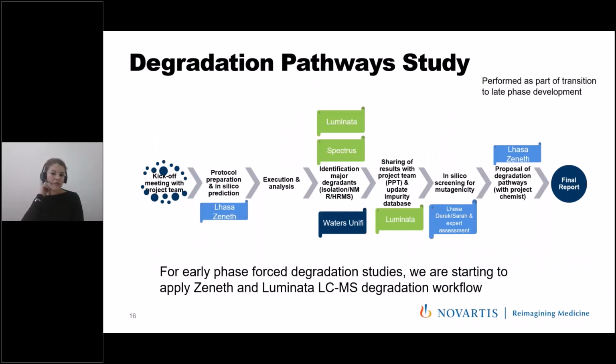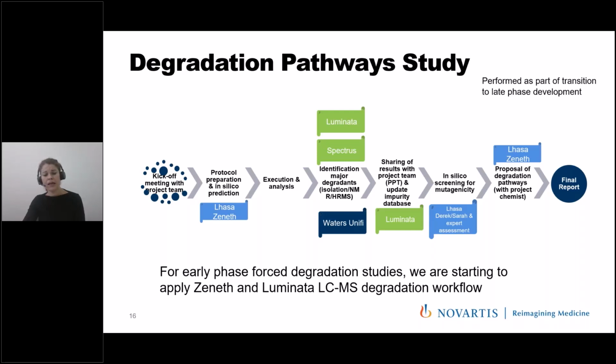So you can see for the degradation pathway study which are the different tools that we use. We start with the first discussion with the project team about the study, and we start with the protocol preparation and the initial in silico prediction, where we use Zeneth as a tool to help us understand what are the potential liabilities and type of pathways that can occur. We then perform the study and analyze the results, and we identify the major degradants.